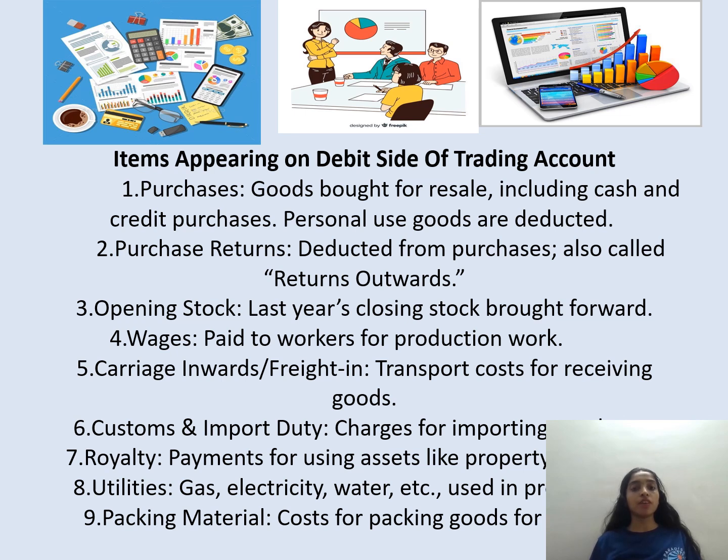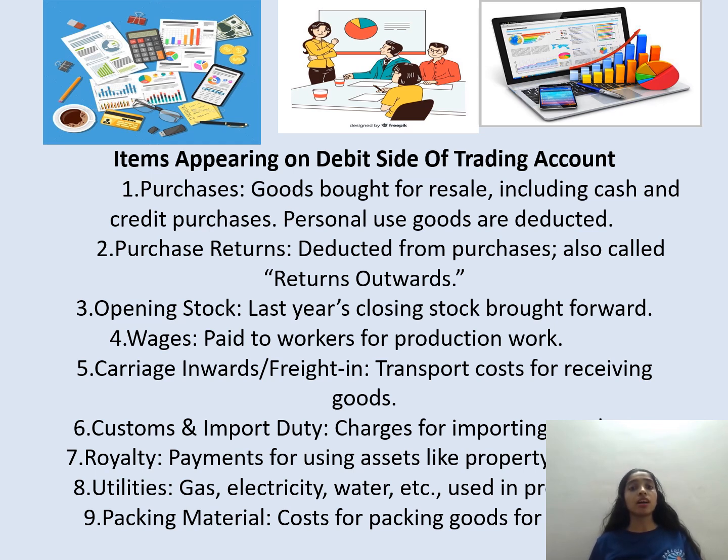Fourth is wages. Wages are the monetary compensation paid by the business organization to its workers for the work done by them in connection with the production of the goods. If the manufacturing account is prepared by the business organization, they are debited to that account. Otherwise, the trading account is debited. Fifth is carriage inwards. Carriage inwards, also termed as freight, is the shipping and handling expenses incurred by the company while receiving goods from the supplier. These expenses are shown on the debit side of the trading account.